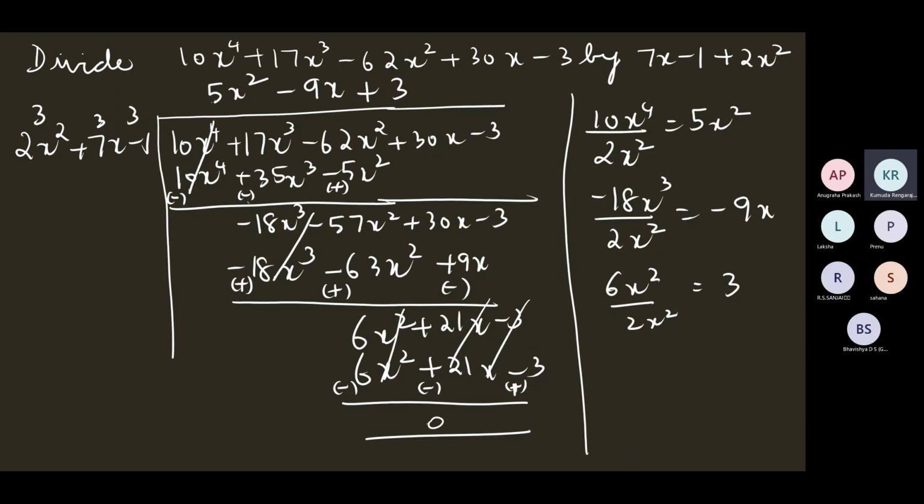So the quotient is, see, whenever we divide one number by another number, when you divide, say, 19 by 4, what is the quotient? 4 is the quotient. And what is the remainder? 3 is the remainder. So the mixed fraction is 4, 3 by 4. Similarly here, when you divide 10x to the power 4 plus 17x cubed minus 62x squared plus 30x minus 3 by 2x squared plus 7x minus 1, we get the quotient as 5x squared minus 9x plus 3. And the remainder is 0.